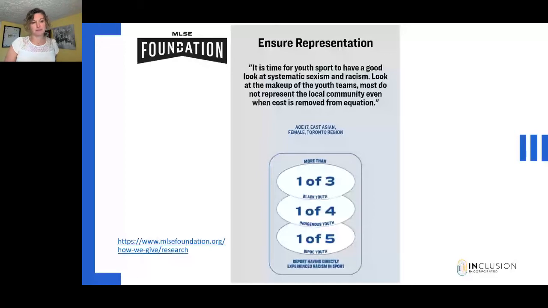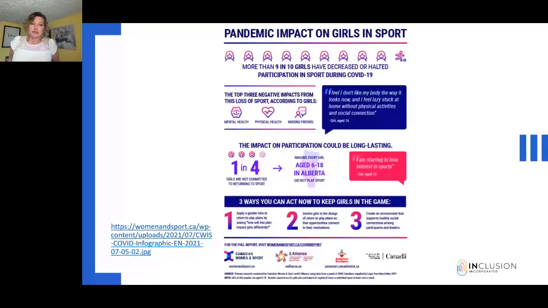So recognizing that we're not including everyone, in fact, we're actively having people leave the system because they're not having a great experience. When we look at girls in sport, we came into the pandemic with girls dropping out of sport at significantly higher rates than boys. And during the pandemic, we've seen that 9 in 10 girls have decreased or halted their participation in sport. And that's going to have impacts on mental and physical health, as well as social connections and friends. We also know that 1 in 4 girls are not committed to coming back to sport. So we have a lot of work to do to really support girls and to be very intentional about recruiting girls and ensuring they have a great experience when they do come.